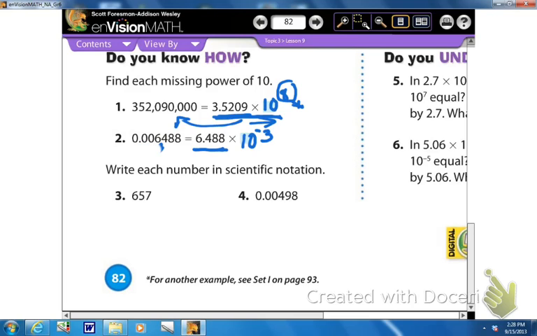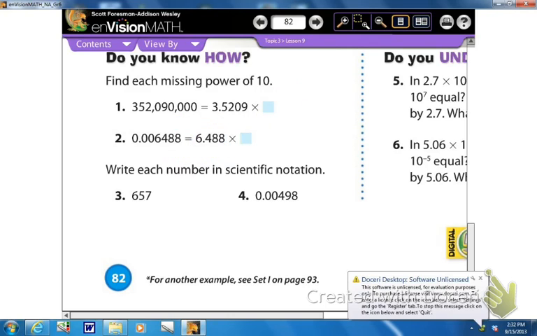And it's going to be a negative 3 because if I was going to go back from scientific notation to standard form, this number is going to become smaller, because that's what it was. It was smaller. So my decimal would move back to the left because it's a negative 3 here. Okay, look at number 3 and 4 and see if you can write each of these numbers in scientific notation. Pause me and then hit play when you're done.